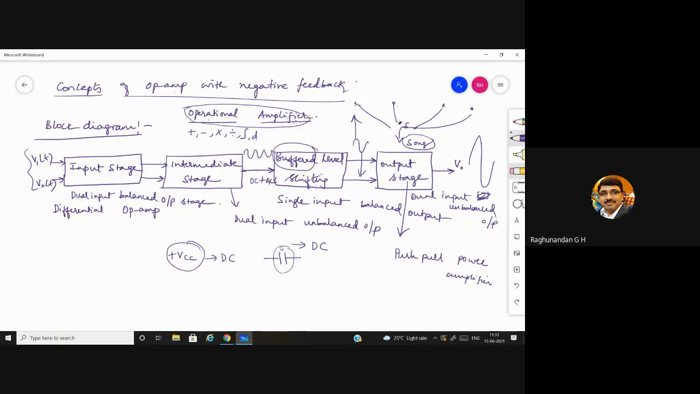Again, this output is fed to the buffer level shifting stage, where it is going to shift the DC level to 0 and give it to the output stage. In the output stage, a push-pull amplifier will be used, which is going to shift the signal to its extreme ends such that we will be getting an amplified version. So this is how the basic op-amp works.